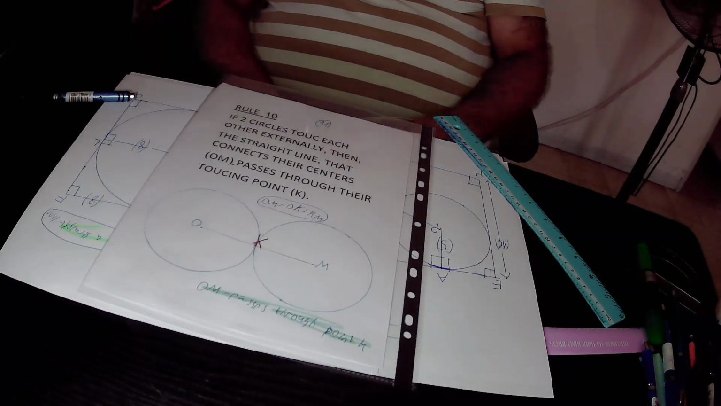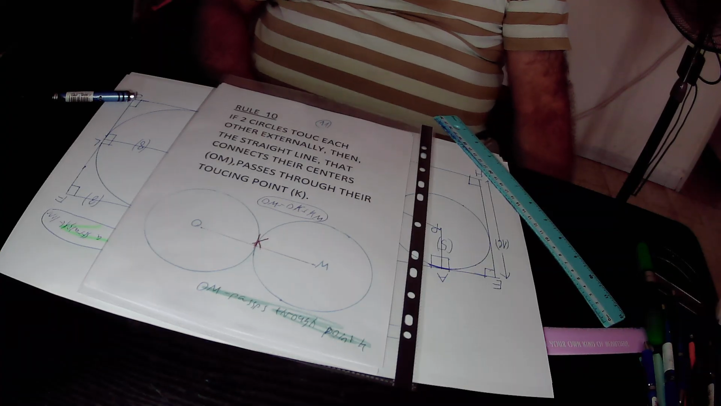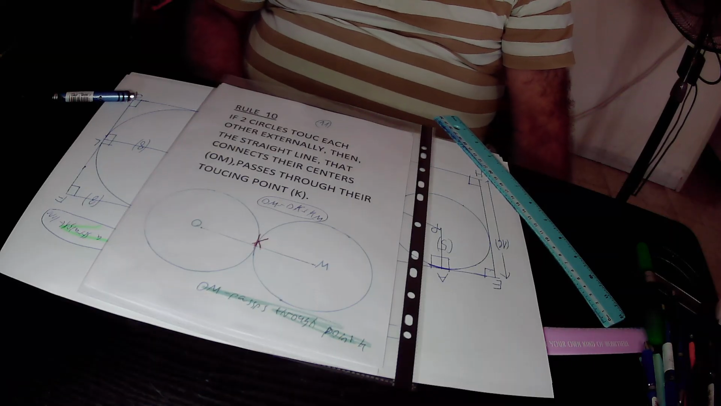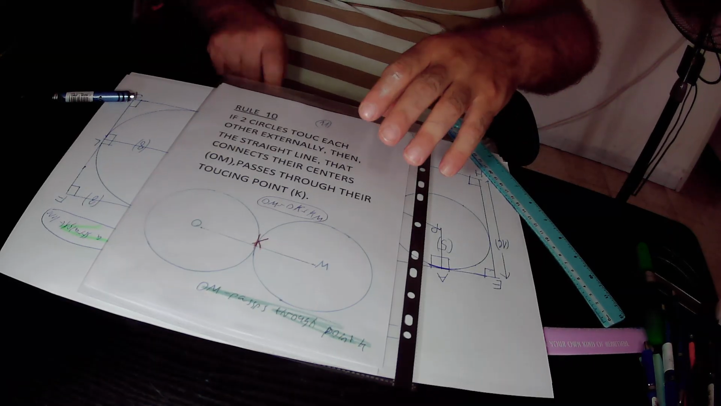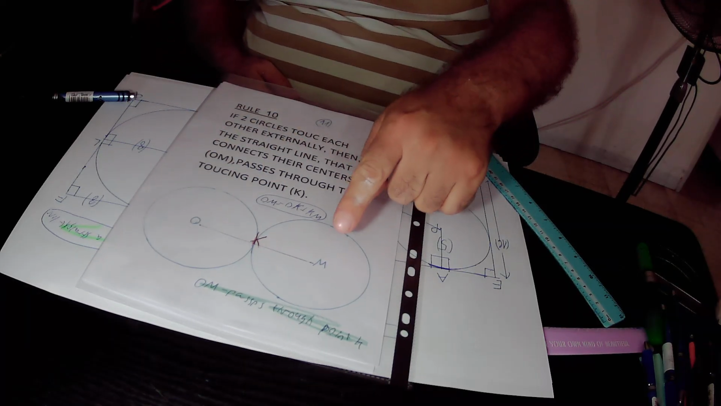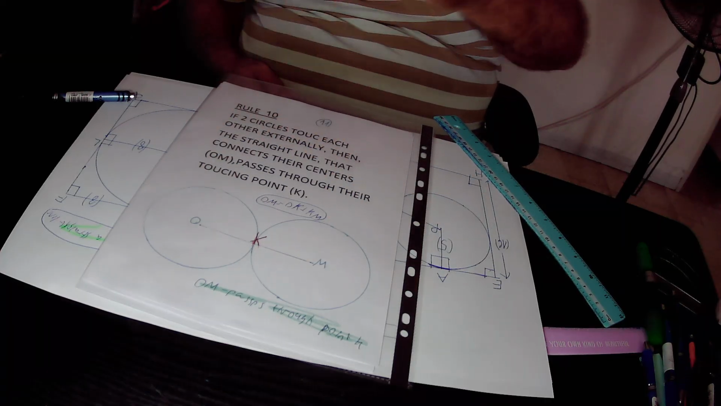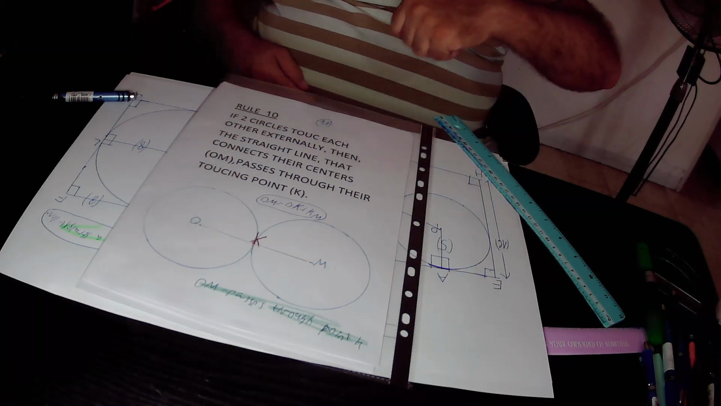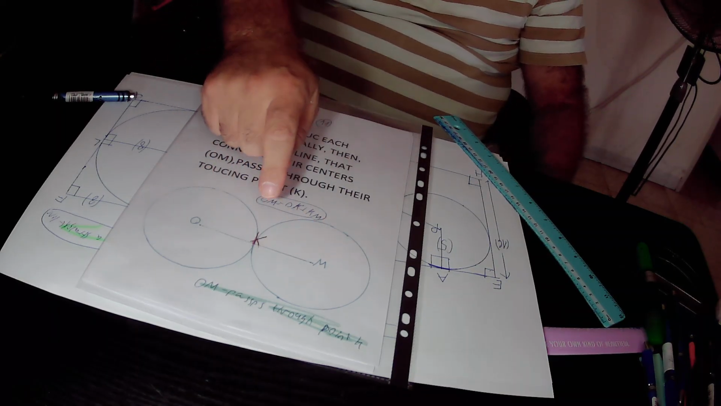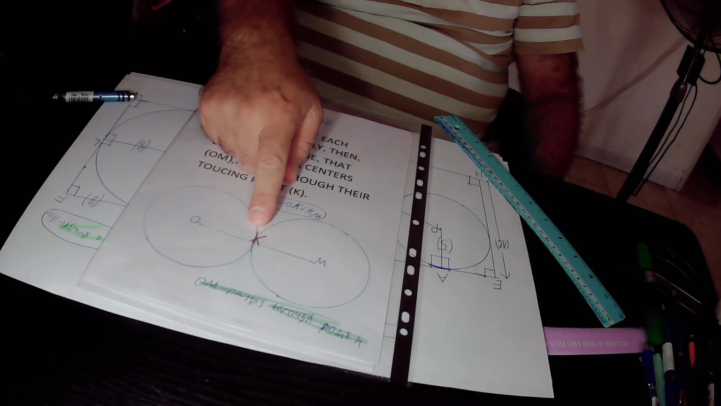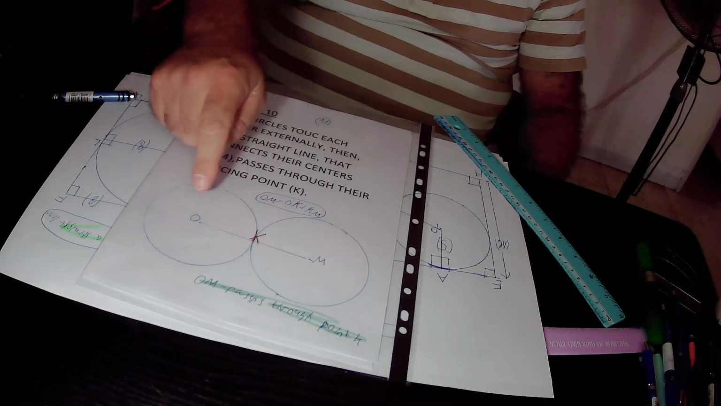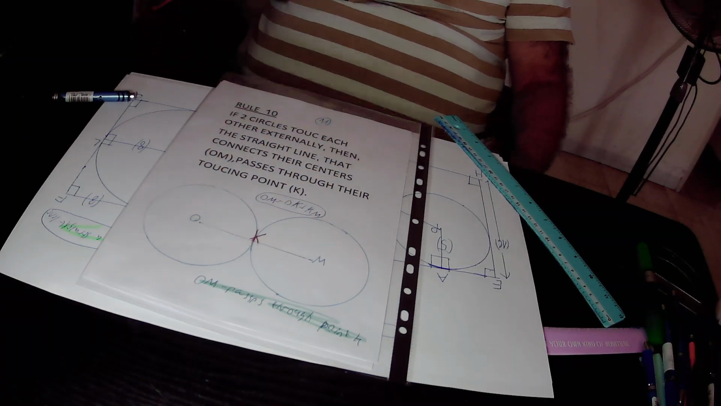If two circles touch each other externally, then the straight line that connects their centers passes through their touching point. In the drawing, we have two circles that touch each other at this point, point K. The center of this circle is point M. The center of this circle is point O. The straight line that connects their centers is of course the straight line OM. And according to rule 10, the straight line OM must pass through their touching point, that is point K. Or OKM is one straight line according to this rule, rule 10.